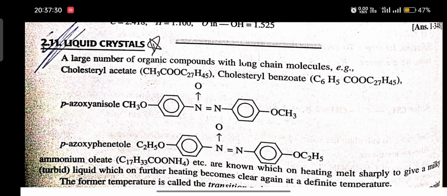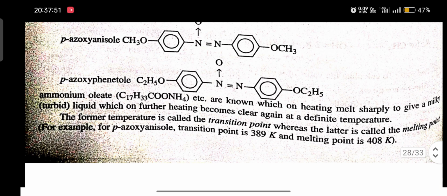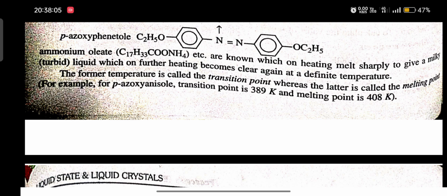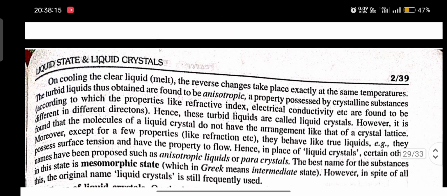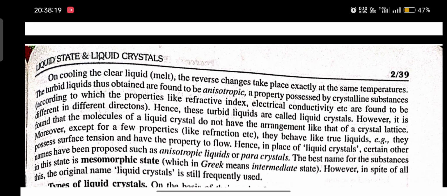Liquid crystals. A large number of organic compounds with long chain molecules, such as cholesterol acetate, cholesterol benzoate, para-hexoxyanisole (CH3O-C6H4-N=N-C6H4-OCH3), ammonium oleate (C17H33COONH4), etc., are known, which on heating melt sharply to give a milky liquid, which on further heating becomes clear again at a definite temperature. The former temperature is called the transition point, whereas the latter is called the melting point. On cooling the clear liquid, the reverse change takes place at exactly the same temperature.